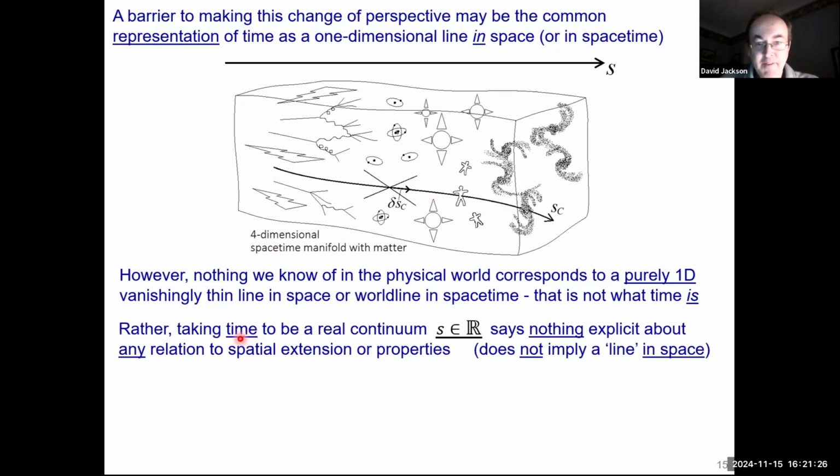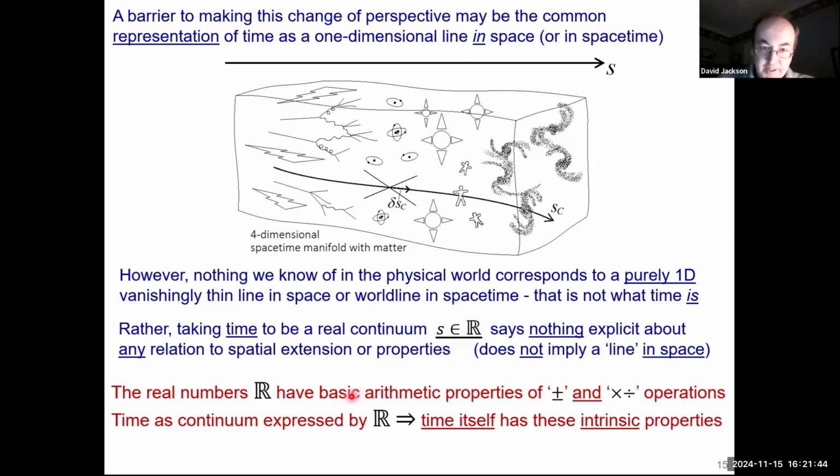I think we have to go back, forget about the pictures of time and just think of it as a real continuum. And this real continuum says nothing explicit about any relation to spatial extension. It doesn't imply we have a line in space. So forget about these pictures of time and just think of it as a real continuum. When we think of the real continuum, well, this has arithmetic properties, not just plus and minus, but multiplying things together as well. And if the real line has these properties and the continuum of time is expressed by the real numbers, then time itself can be considered to have these intrinsic properties.